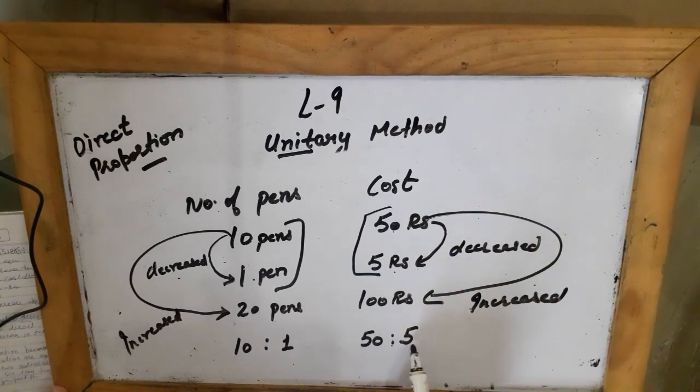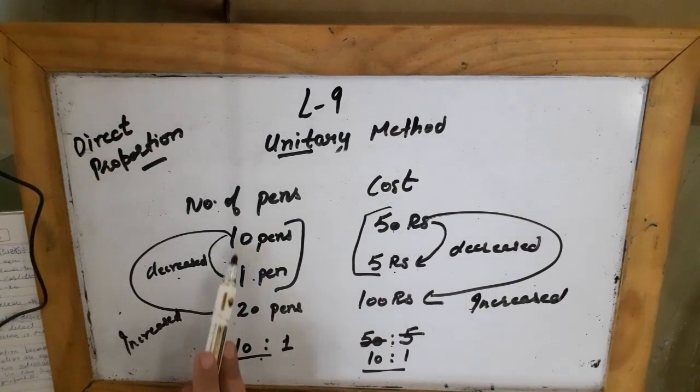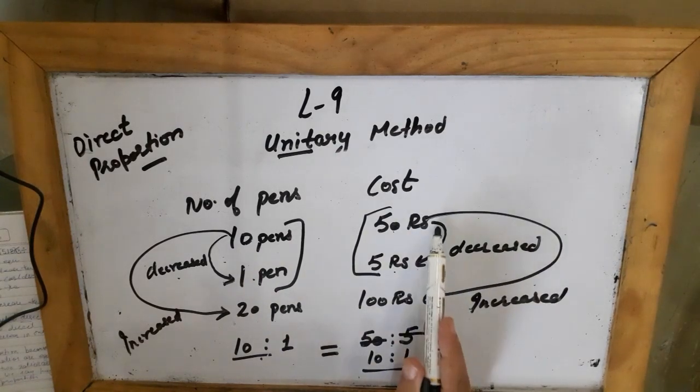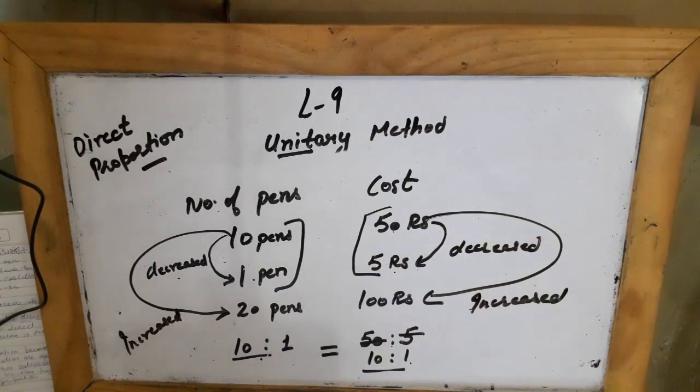Now 50 is to 5, I can simplify this. I can say 5 ones are 5, 5 tens are 50. So this ratio has become 10 is to 1, and here also you have the ratio 10 is to 1. So the ratio of decrease in the number of pens is equal to the ratio of decrease in the cost of pens. So this is what is direct proportion.